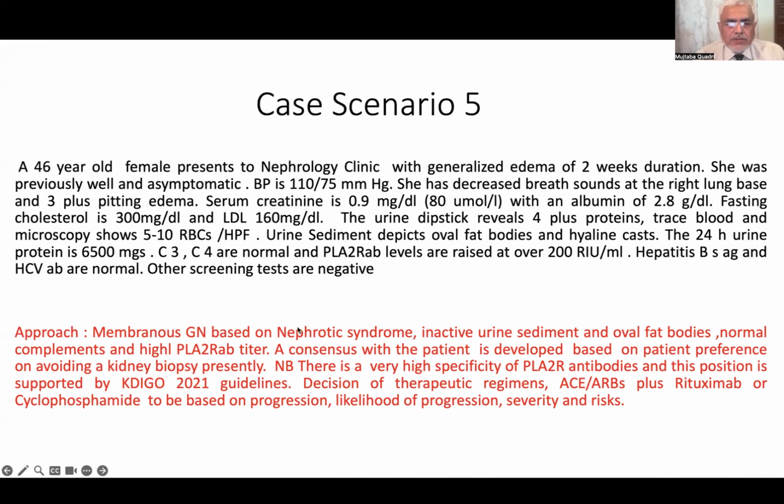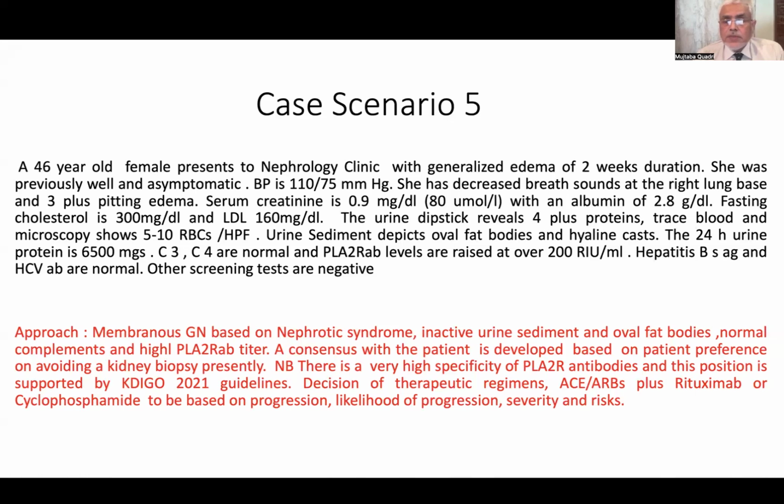It's probably membranous GN based on the nephrotic syndrome, inactive urine sediment, oval fat bodies, normal complements, and high PLA2R. A consensus with the patient can be developed to avoid a kidney biopsy if they don't want one, because it's a very highly specific PLA2R antibody titer, supported by the KDIGO guidelines. One can then use ACE inhibitors, ARBs, and rituximab or cyclophosphamide, depending on the progression within 6 months on conservative therapy to begin with. So this is how one would use your PLA2R antibodies.